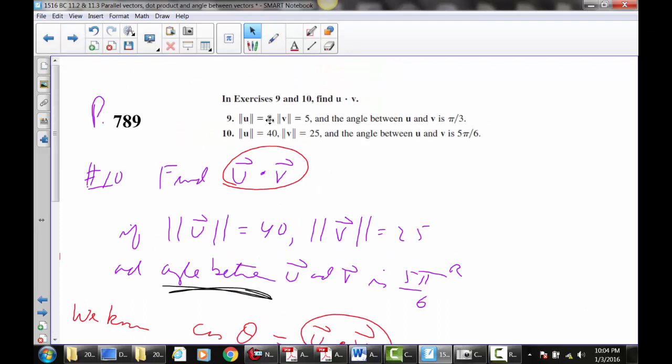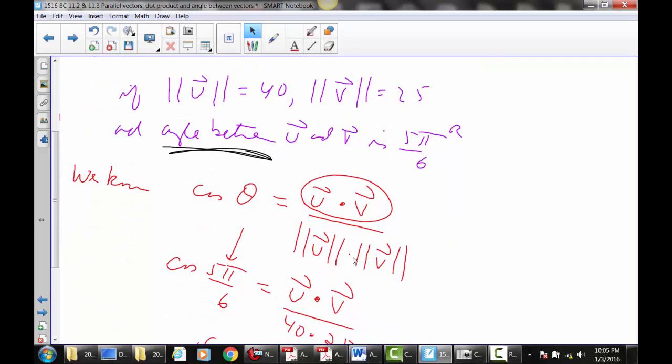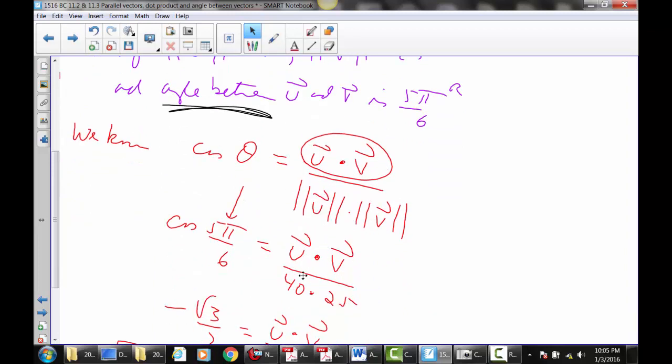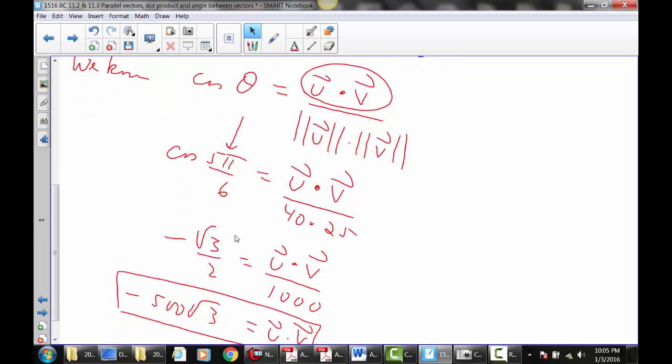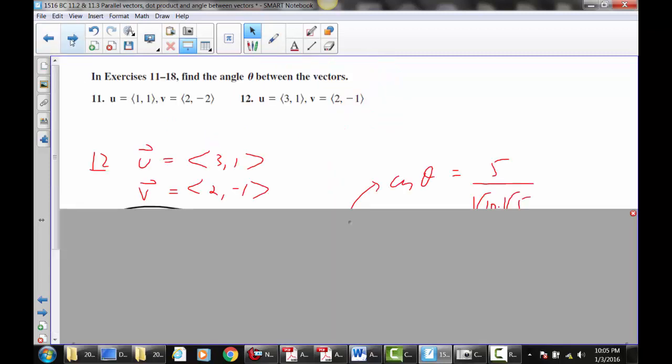So here's an example. Here's the magnitude of vector u and vector v, and the angle between the vectors is given. The question is find the dot product of u and v. So we're looking at number 10. Here's our formula. We have the dot product of u and v, which is what we're looking for. They gave us the magnitude of u is 40, the magnitude of v is 25, and theta is 5 pi over 6. Cosine of 5 pi over 6 is negative root 3 over 2. 40 times 25 is 1,000. And you isolate your dot product of u and v, and you get negative 500 root 3.